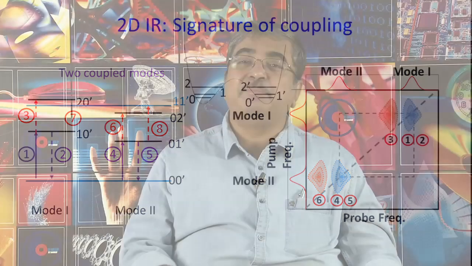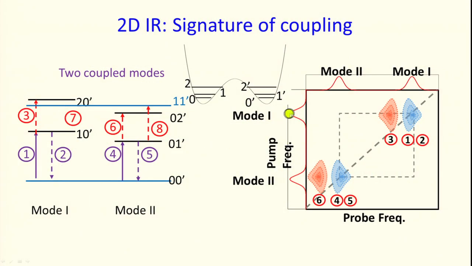And where do we expect the positive going signal? Remember, we have pumped mode 1. So, this is the pump frequency. And the positive going signal, as we said earlier, should appear in the same frequency as this 0 dash to 1 dash transition, because that is the transition that is taking place here. So, we should get something that comes here, where pump frequency is that of mode 1, but the probe frequency is the same as that of 6.